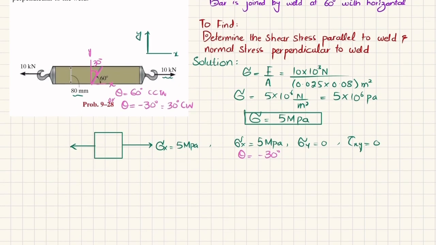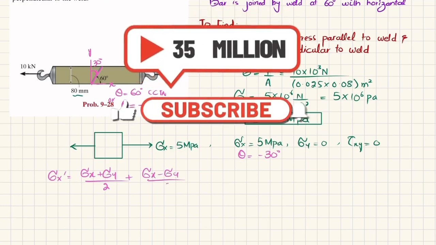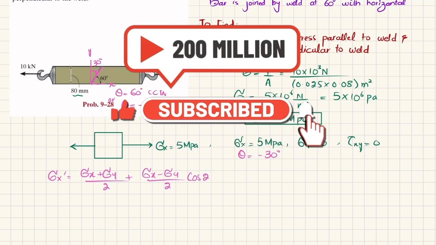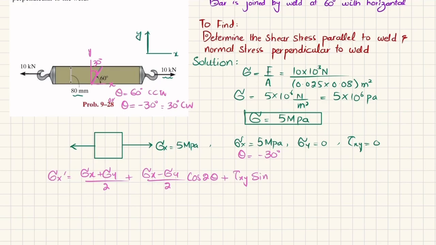transform stress that will be acting on this surface: the shear stress parallel to the weld and the normal stress perpendicular to the plane. So we know that transform stress sigma x dash is equal to (sigma x plus sigma y) divided by 2 plus (sigma x minus sigma y) divided by 2 into cos of 2 theta plus tau of xy sine of 2 theta. Now you have all the values, just put it.